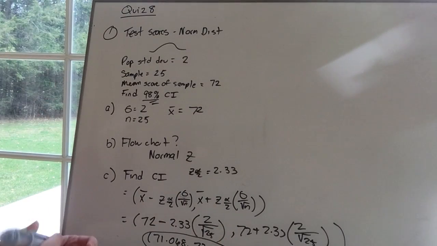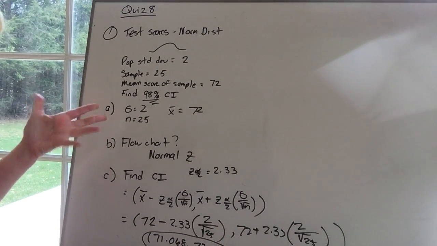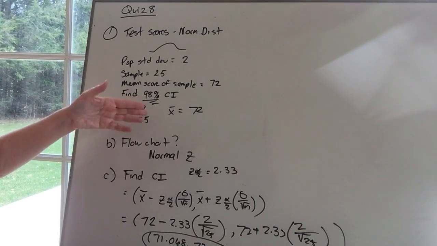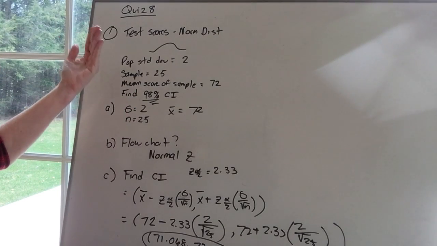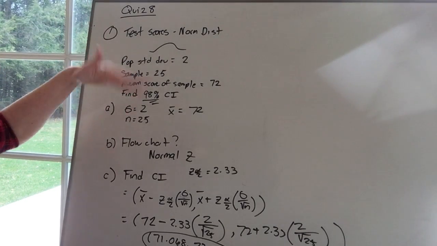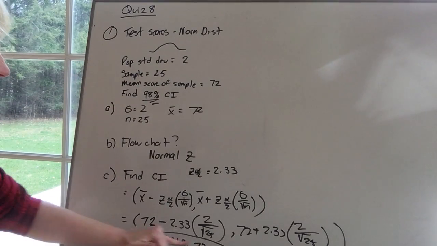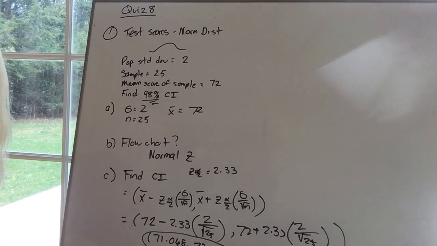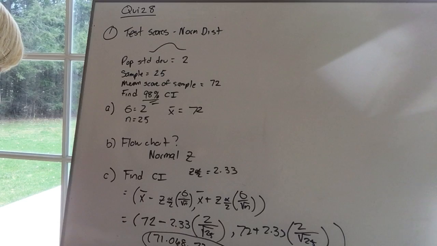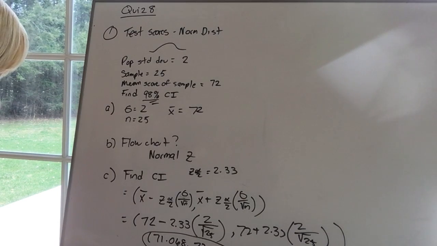It's just a range of numbers. So I guess the way you can interpret that is you can say, this isn't exactly the right way, but you can be 98% sure that the true population mean for these test scores is within this range of test scores. Okay, that's how you can interpret it, because we don't know the true population mean. We just know the sample population mean.